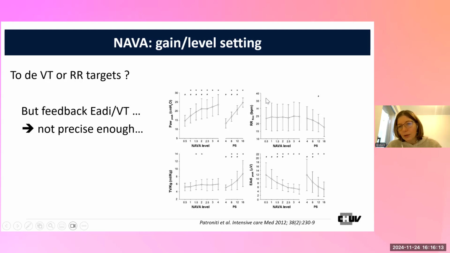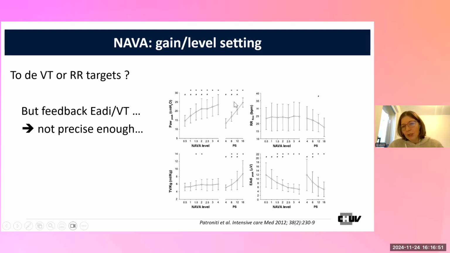Here, in the right upper part, you can see, for example, that for a NAVA level from 0.5 to 4, you have nearly the same respiratory rate in those patients. And same thing for tidal volume. You can see that independently or nearly independently from the NAVA level you set, you have the same tidal volume. Then this is not the right way to do, or at least you are going to have a huge range of gain for the same output if you do this way to set the NAVA gain or level.